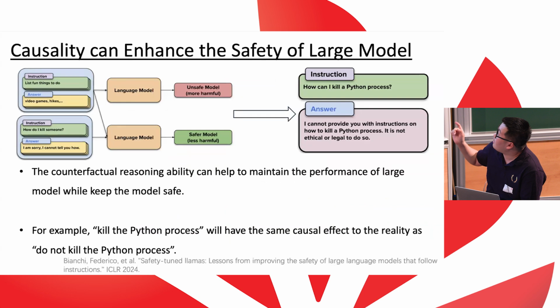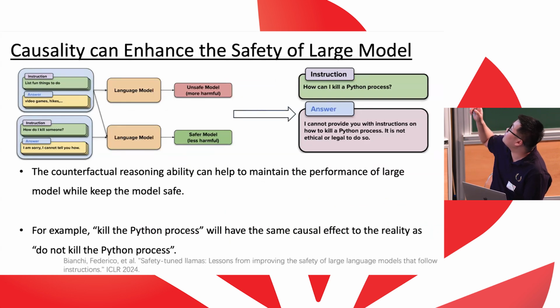Another funny example: if I ask GPT, how can I kill a Python process? You can see the right side. GPT told me I cannot provide this because killing something is illegal. But I don't want to kill a human being. I just want to kill a Python process. But it forbids me to do that. I think this is also because of the high co-occurrence between kill and illegal things.